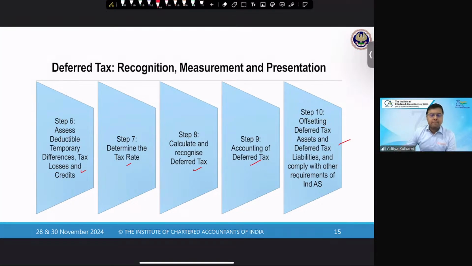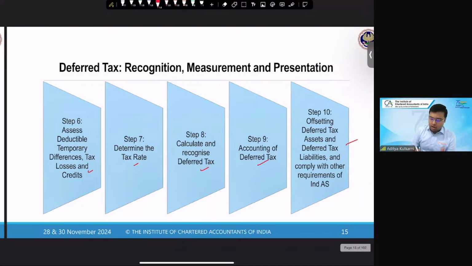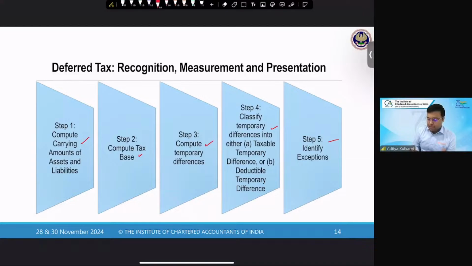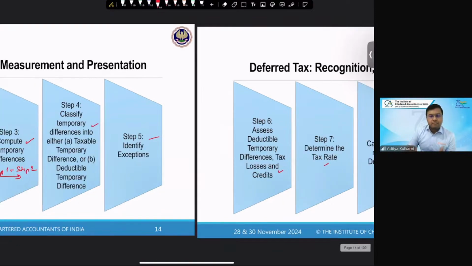Total 10 steps हैं. Steps बड़े बड़े लग रहे हैं, but if you see, basically your job is all of these will happen in one calculation. Carrying amount, tax base, temporary difference. Step 3 is nothing but step 1 minus step 2. So it just feels big. Step 4, identify whether it is deductible or taxable. Exceptions dekh lo. Step 6 is critical from a judgment perspective.